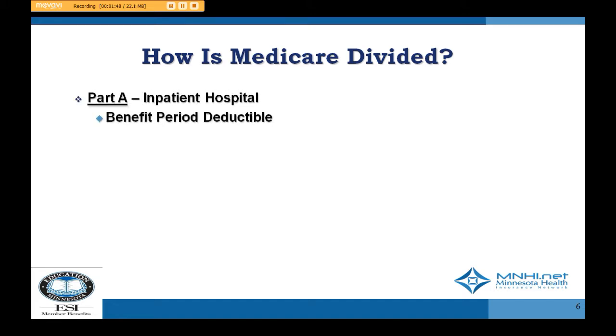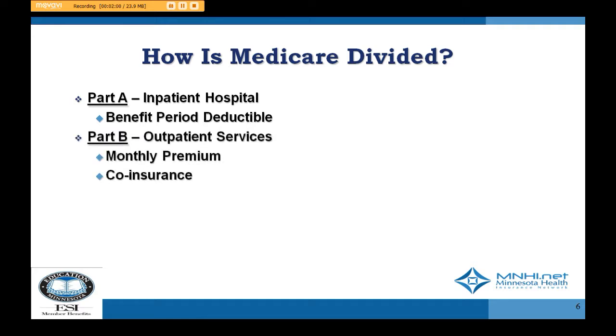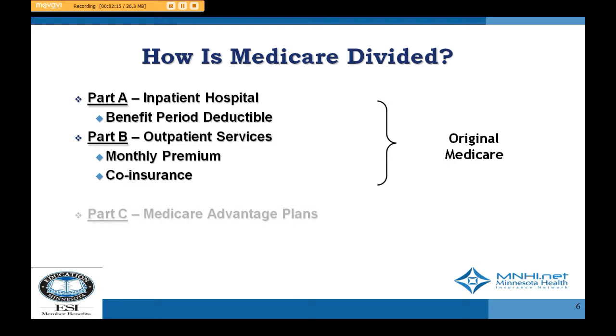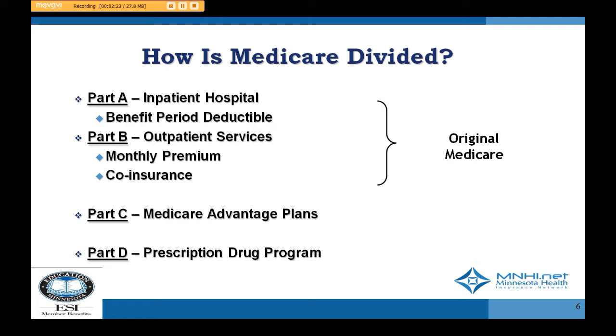So how is Medicare divided? The first part is Part A, which is your hospital coverage. There is a deductible for every time you are hospitalized, so per benefit period. Our second part is Part B, so that's going to be your outpatient services or your medical coverage. There will be a monthly premium as well as co-insurance. You'll commonly hear this referenced as Original Medicine. Now where we help is going to be that Part C, so there are Medicare Advantage plans, as well as your Part D, which is the prescription drug coverage.